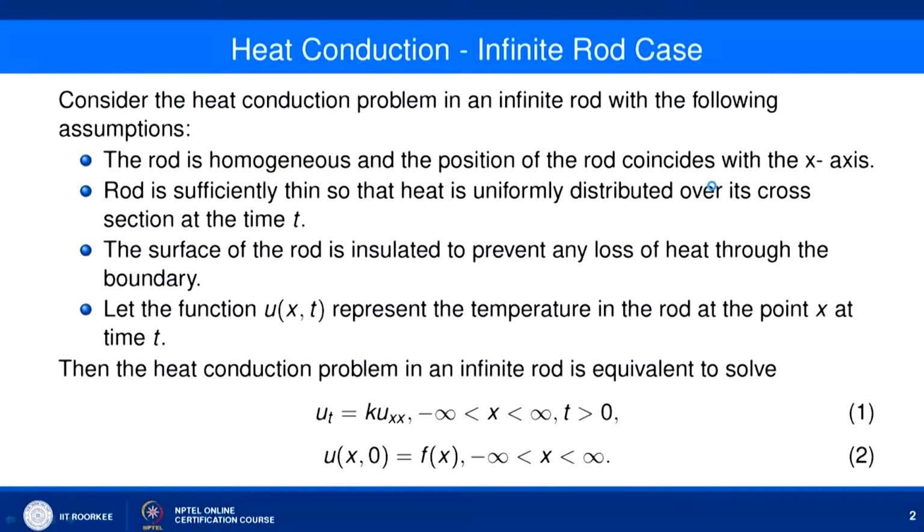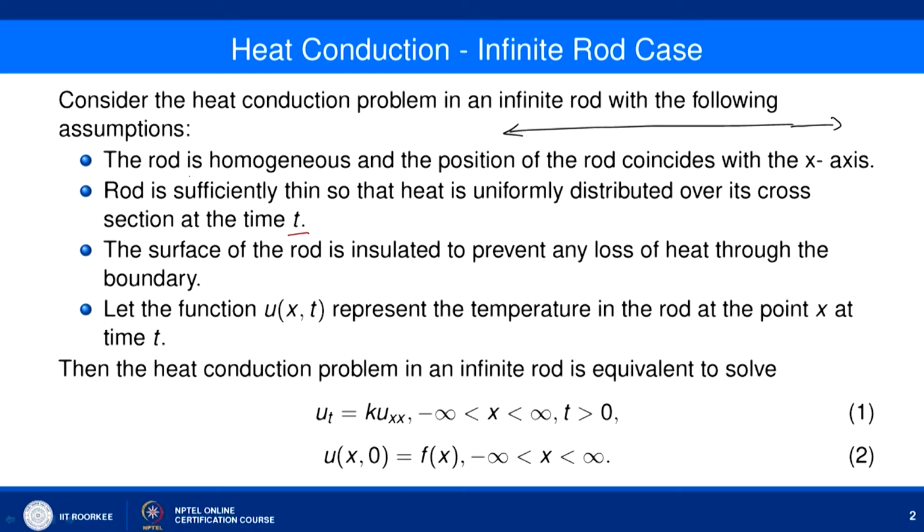And now we are looking at how to solve the heat equation and its other properties. So, first let us consider the heat conduction problem in an infinite rod with the following assumptions. We consider that the rod is homogeneous and its position coincides with the x axis. So, the rod is kept along the x axis, and the rod is sufficiently thin so that the heat is uniformly distributed over its cross section at the time t.